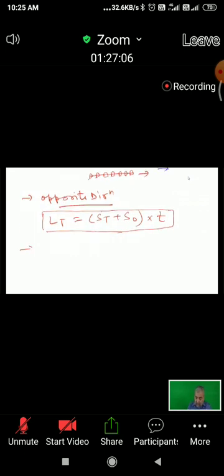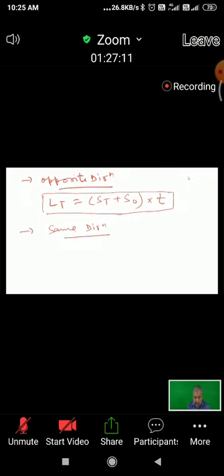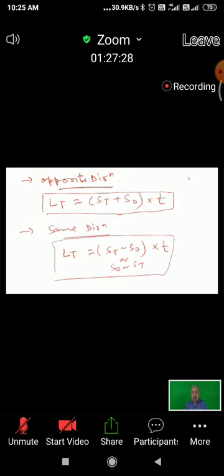And when they are moving in the same direction, again the distance traveled by the train will be its own length, but the relative speed will be the difference of the speeds into time taken, SO minus ST. I told you in the last class, you have to take the difference as positive. So it could be either ST minus SO or SO minus ST, whichever is positive. So these are the two cases. You can see.